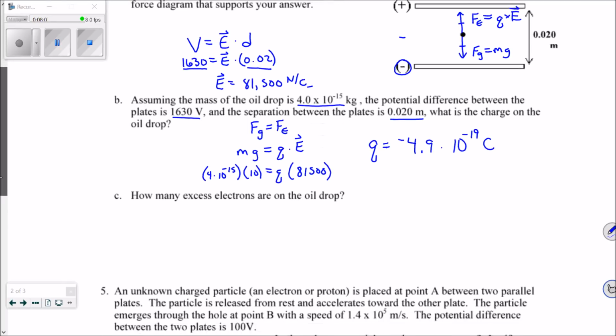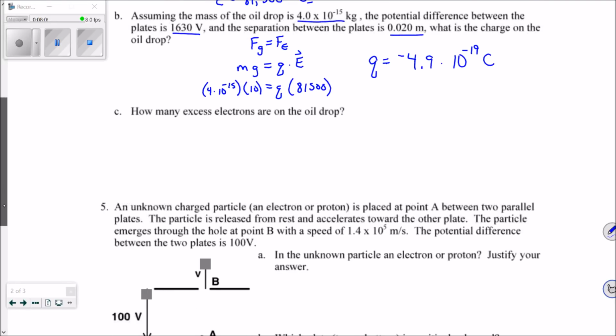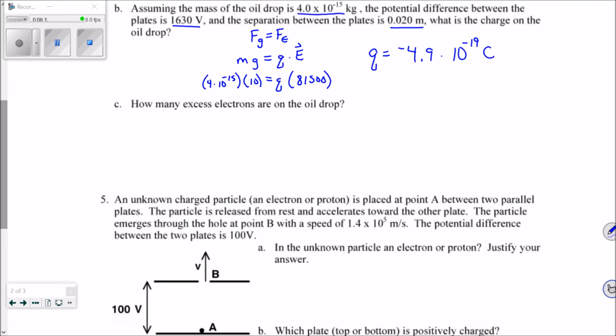If we scroll up a little bit here, how many excess electrons are on this drop? Well, if this right here is the amount of charge I have, that's my total. To figure out how many electrons will make up that total, I take my total and I divide it by the value of a single. A single electron is negative 1.6 times 10 to the negative 19th. When I do this, the negatives cancel out.